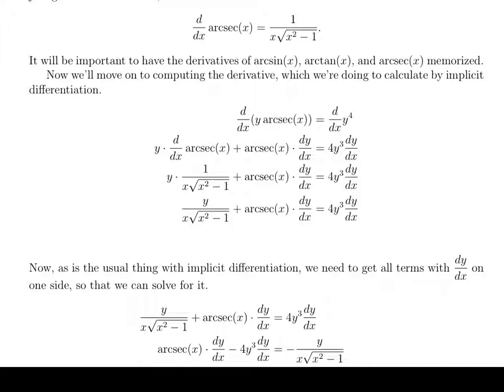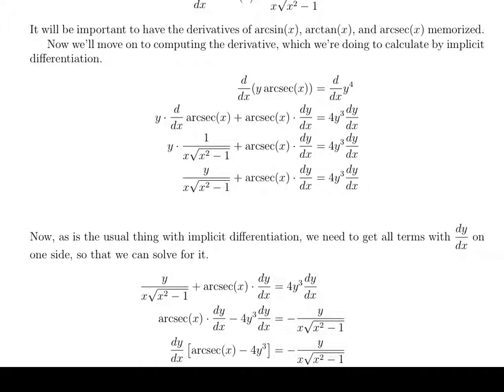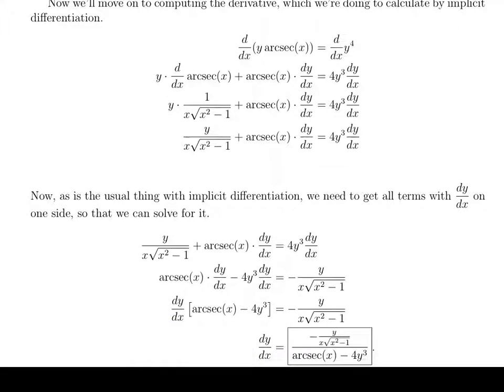After making that move, we should get something that looks like this. So now that all the dy by dx's are on one side, we can factor that out. And now it'll look like this. So you should be able to see that over here on the left-hand side, we've factored out dy by dx, which means we only have one more step to go here. All we need to do now is divide by this expression here. And that gives us our final answer.